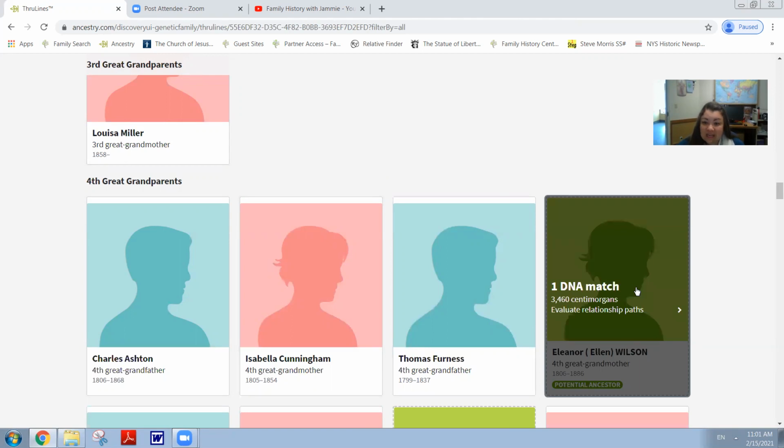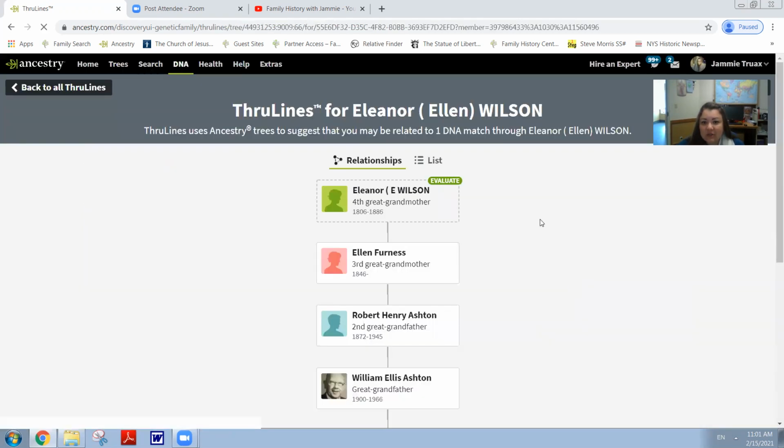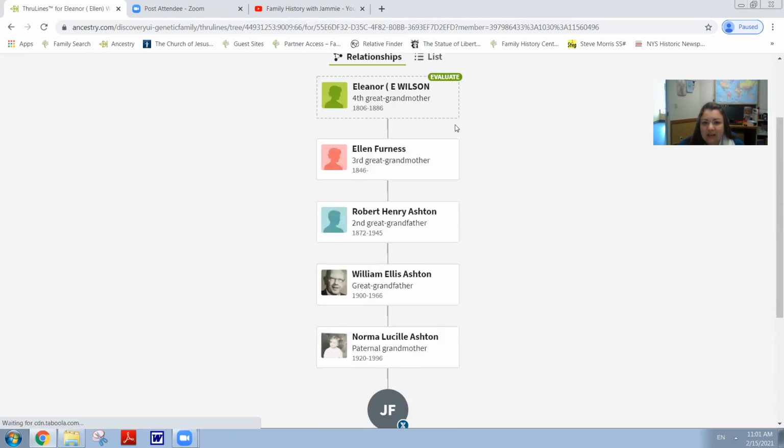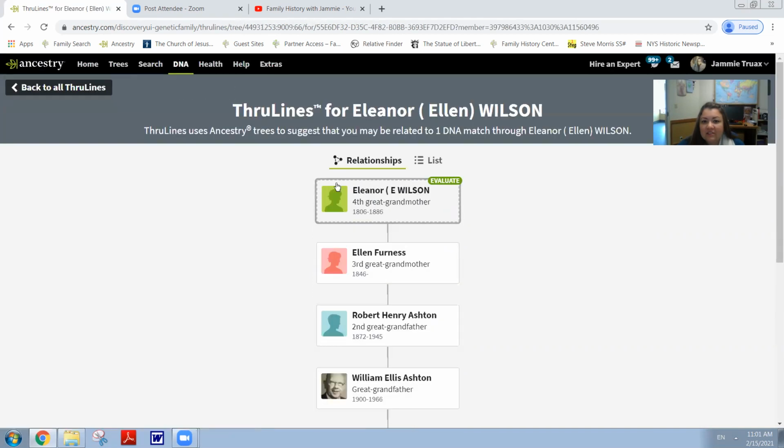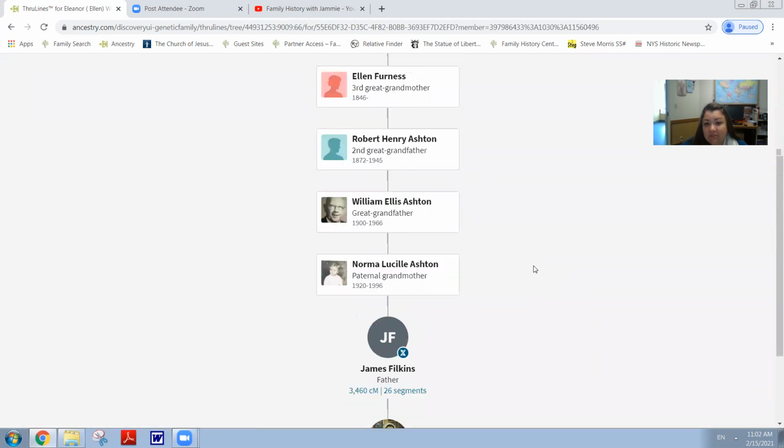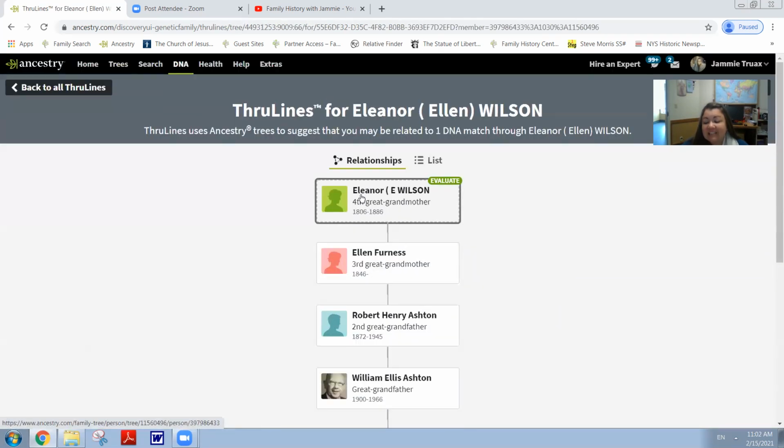But there's this woman that I did not have in my tree, but I have a DNA match to someone who has her in their tree. And it goes all the way down. And this is my grandmother and her father. So this is my 4th great grandmother. That's someone who I'm related to by DNA put this in their tree. So I need to evaluate this person and find out if we're related because it looks like I can add someone new to my tree.